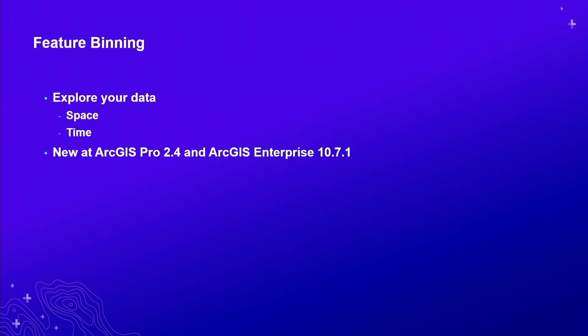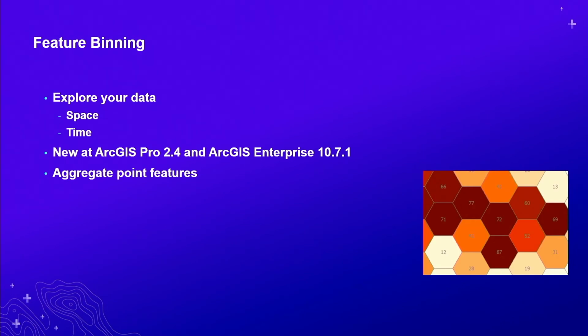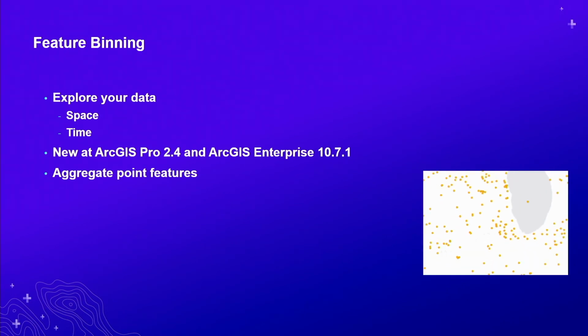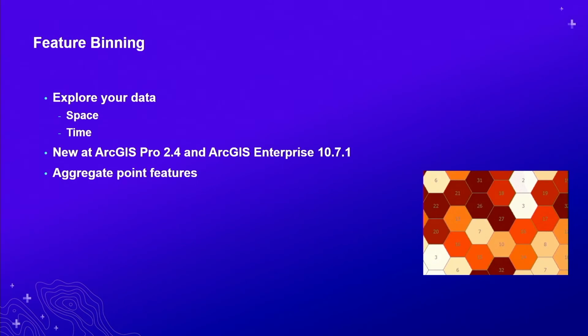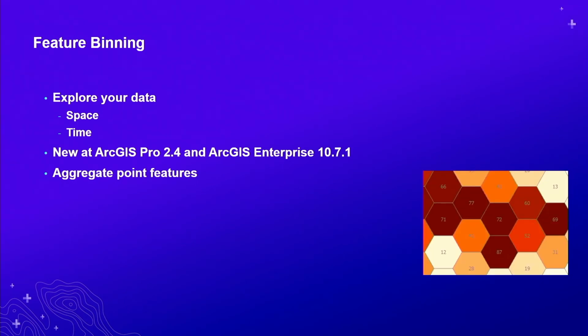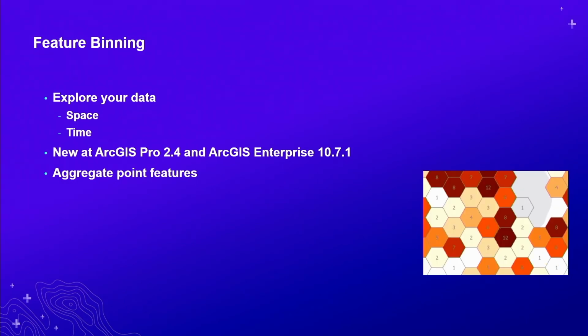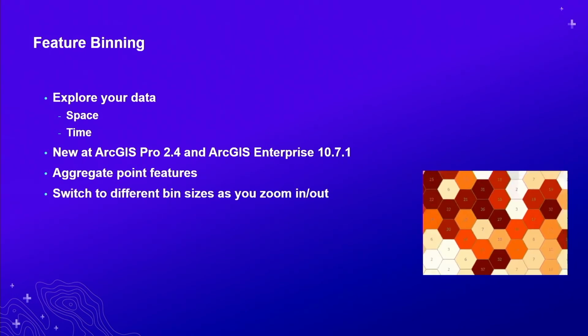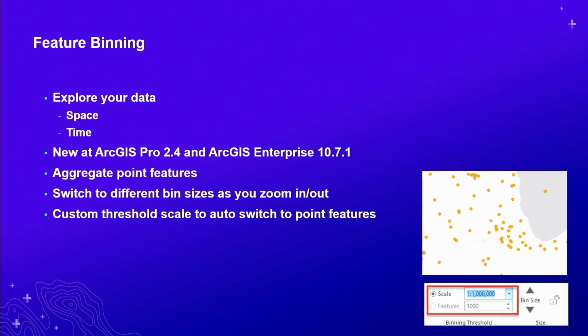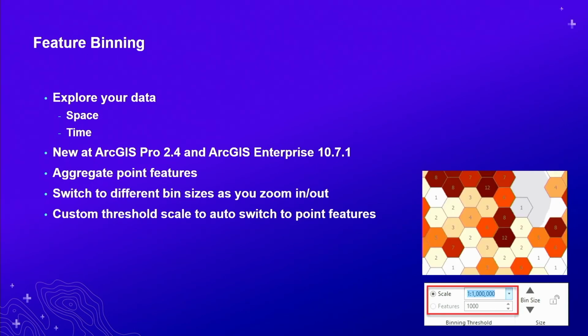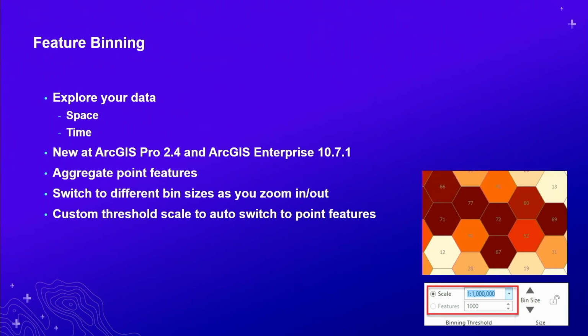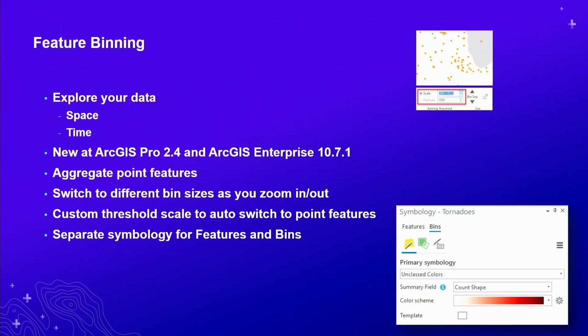So to recap what we just learned so far, feature binning is all about exploring your data over space and time. We added that in ArcGIS Pro 2.4. It's all about aggregating point features into multiple levels of bins at multiple sizes. Each level defines different sizes of bins. We have the option to define the scale so that you can automatically switch to point features or bin mode.